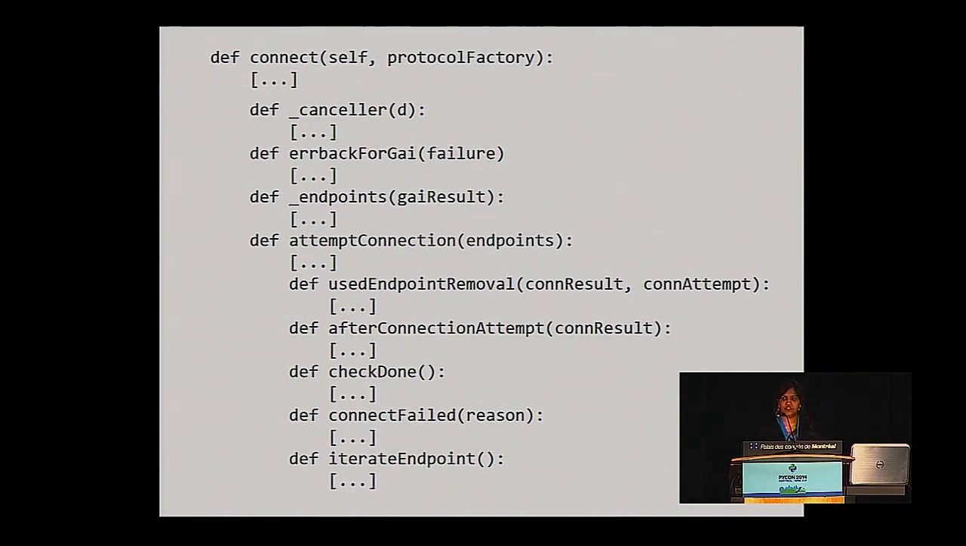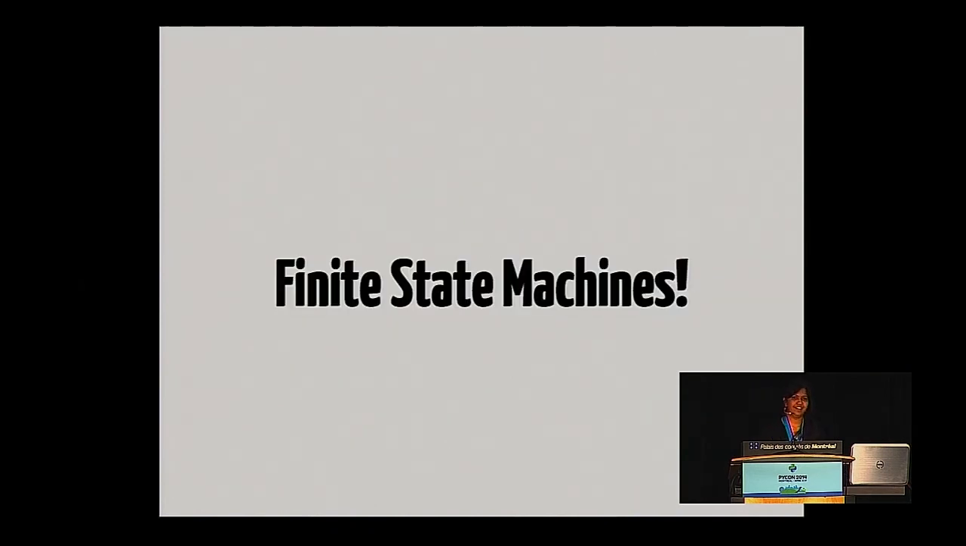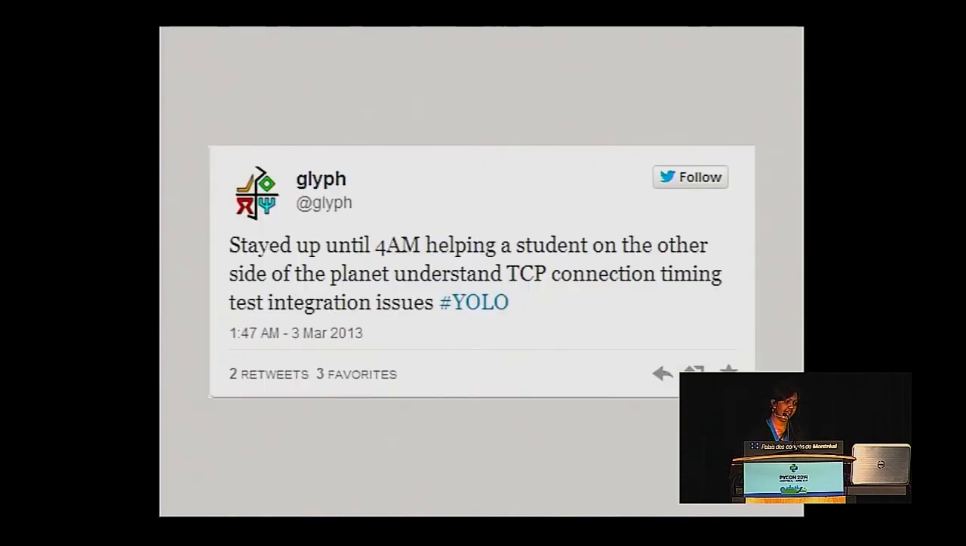So by the way, if you're staying for the sprints, you should join us at Twisted. We can work on this together if that's something you're interested in. So finite state machines are what's coming up next. Hopefully that will improve the way the code looked on the previous slide.